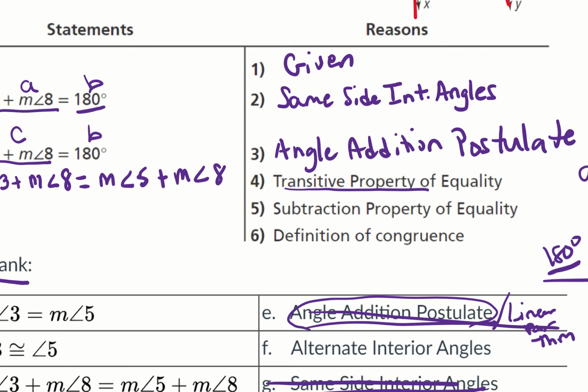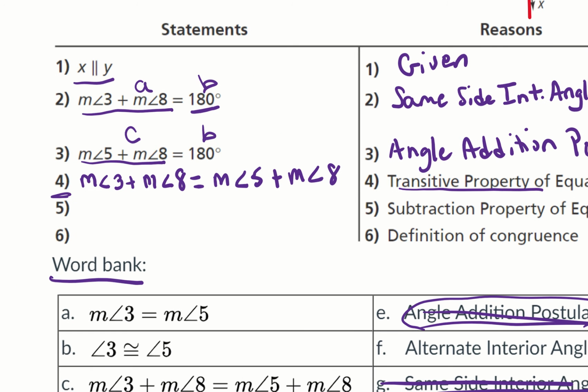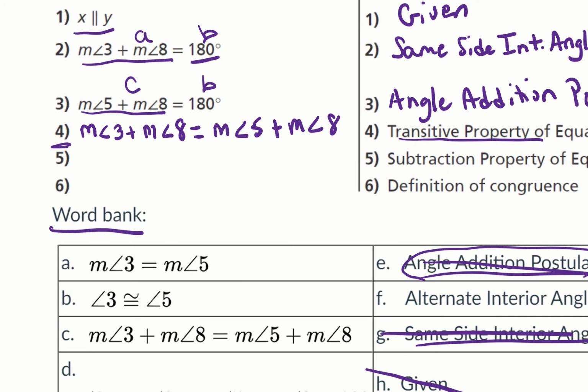Either way, they mean the same thing here. You're either doing a substitution where you're replacing the 180 with this, or you're doing a transitive property when you're setting them equal to each other. Okay. So here we got step 4.